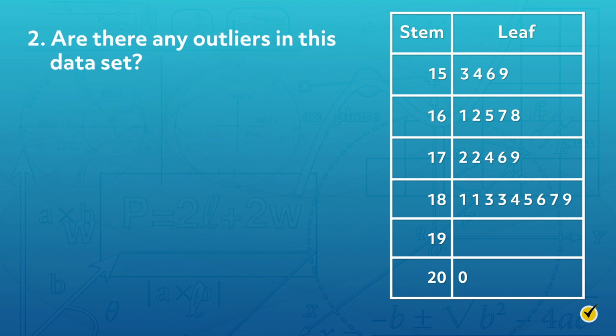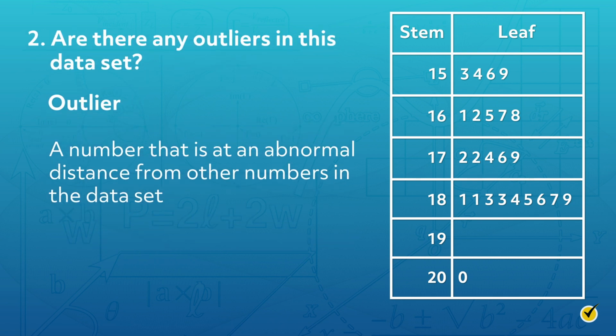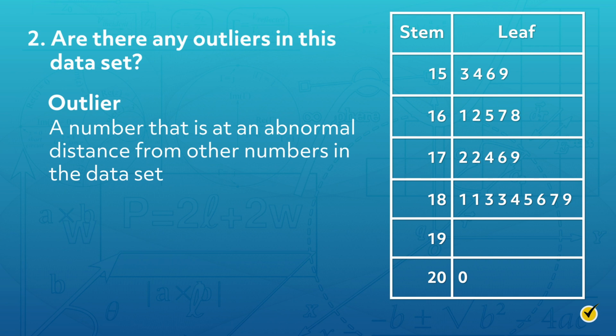Are there any outliers in this dataset? An outlier is a number that is an abnormal distance from other numbers in the dataset. Since there are no data points close to 200, we can classify this number as an outlier.